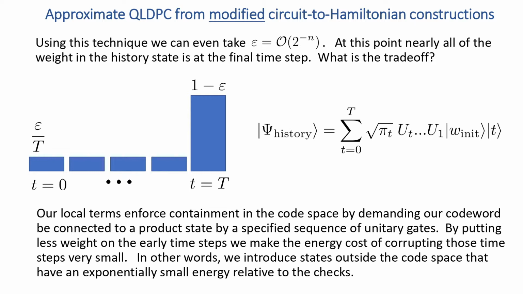Well, we have a non-commuting model, so let's think about what our local terms really do. They enforce containment in the code space by demanding the code word be connected by the appropriate encoding circuit back to the initial product state. And if we put less weight on the early time steps, then we make the energy cost of corrupting those time steps very small.